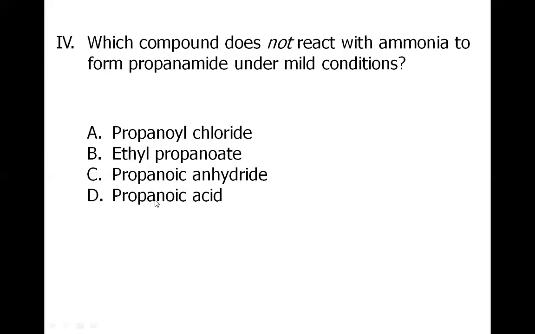However, propanoic acid will not give us the propanamide upon treatment with ammonia under mild conditions. So this is the answer, because we know that when ammonia is treated with propanoic acid, there will be a simple acid-base reaction, and the reaction will stop at the ammonium propanoate level, a salt formation, and we will not have the amide unless we give a higher temperature. But here it is mentioned the mild condition. So there is no conversion of propanoic acid into the propanamide under mild conditions.